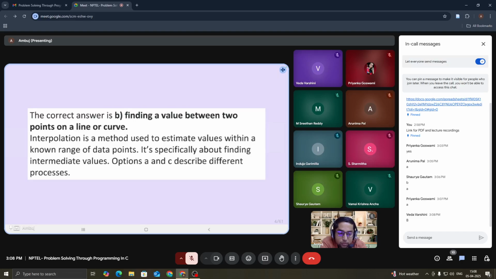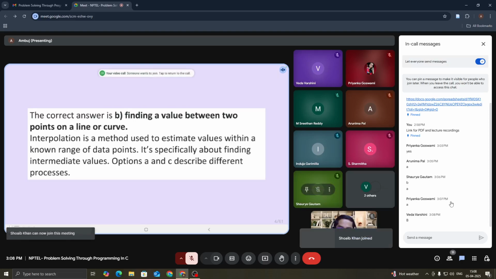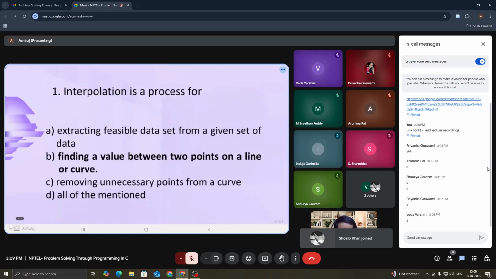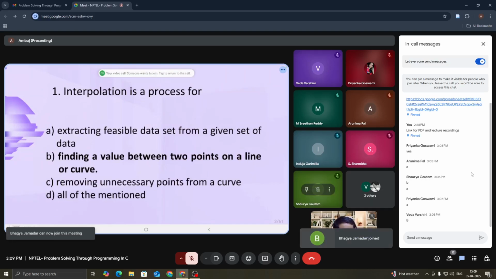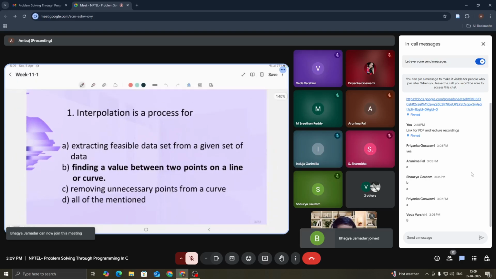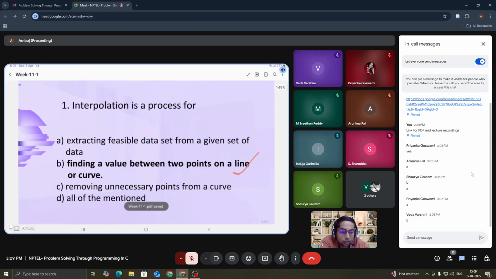Interpolation is a method which is used to estimate values within a known range of data points. Specifically, it is used to find the intermediate values. Options A and C are just describing it in a different way. The correct option would be B only: finding a value between 2 points on a line or a curve.